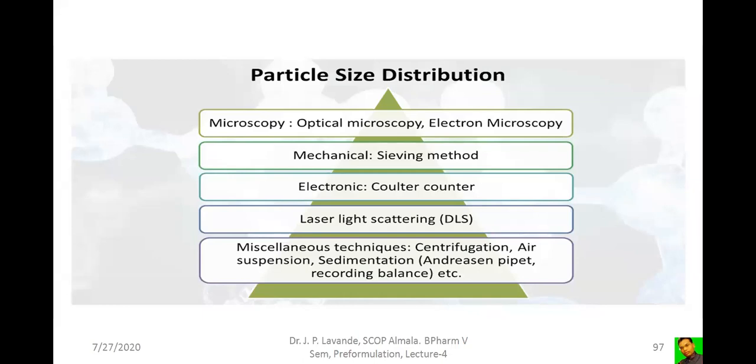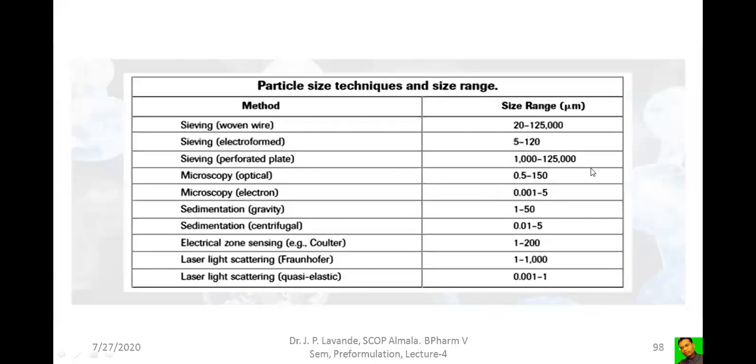And there are some miscellaneous techniques like centrifugation, air suspension, sedimentation, Andreasen pipette, recording balance, and so on. Basically, these are used very less. Mostly, these are the methods which are used. At lab scale, the sieving method is used. So, particle size techniques and the size range: based on the particle size range, one has to select a particular method. There are n number of methods.